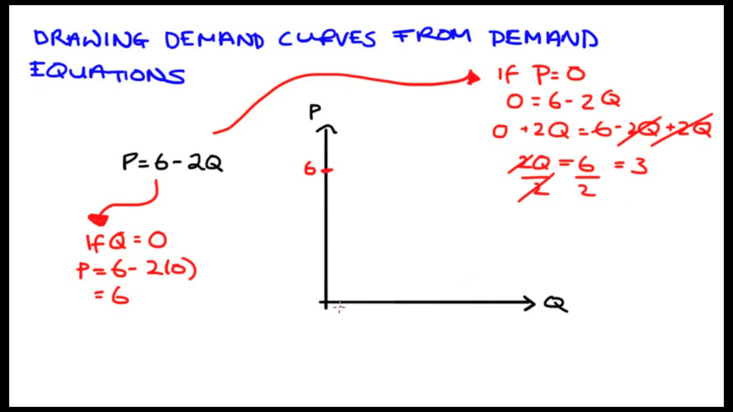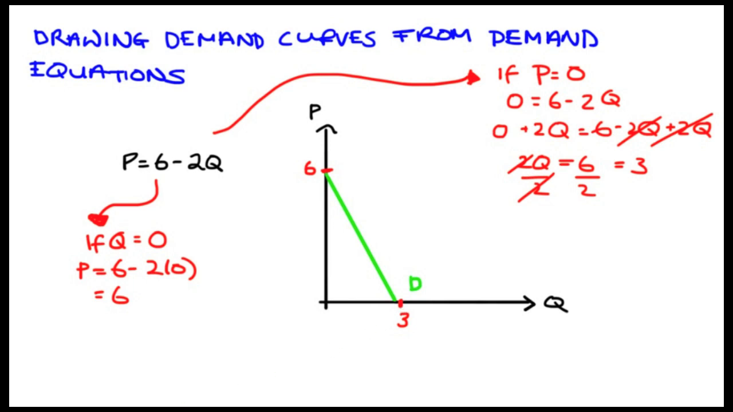That's really good. That means when P is equal to 0, Q is equal to 3. This is our quantity axis intercept. Now I've got 2 points. I can join them together and we have our demand curve. I'm going to label it D so my teacher knows that I know that that's a demand curve and not something else.